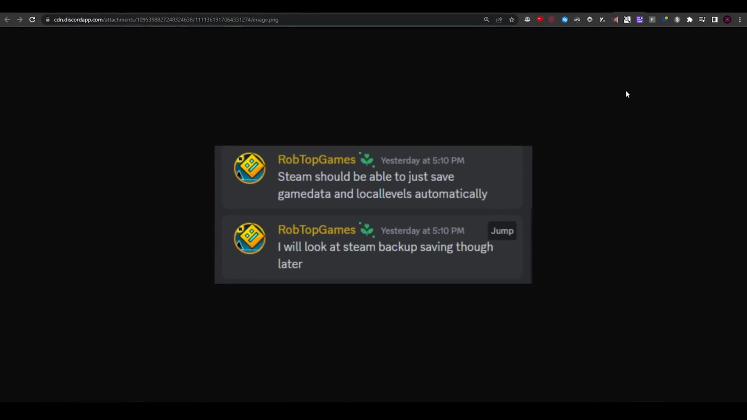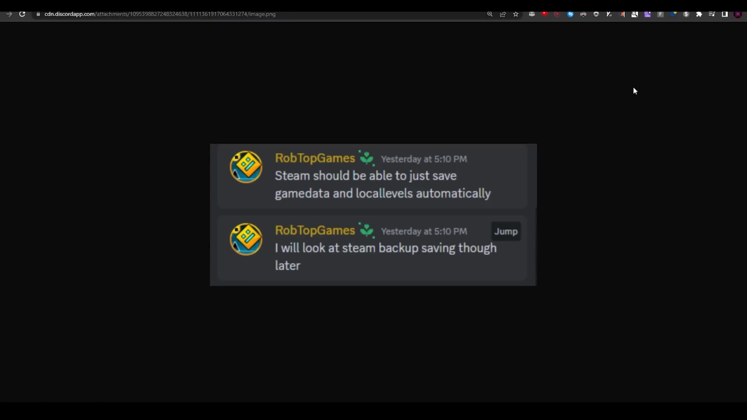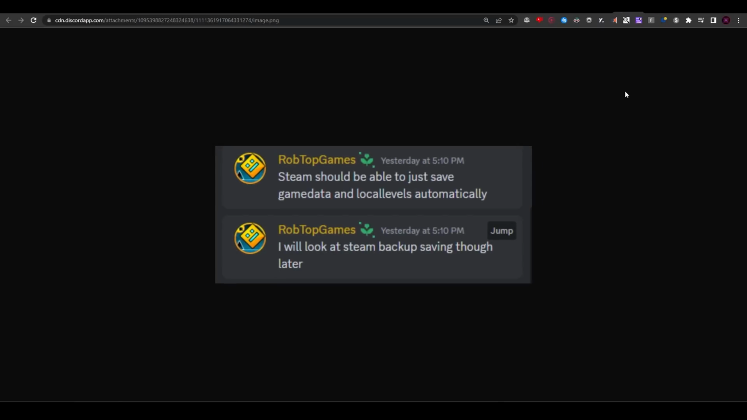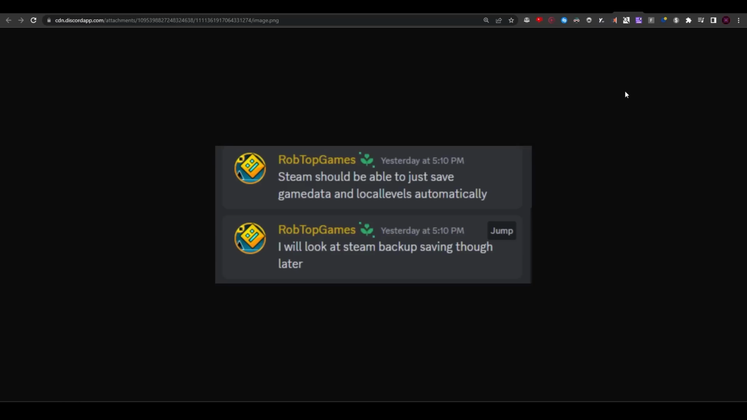if you open up Geometry Dash and create a level on your Steam account and then close the game and then open the exact same Steam account on another computer, you would have the exact same account and also the exact same levels. So you don't have to load and save every time, which I think is a very cool feature.